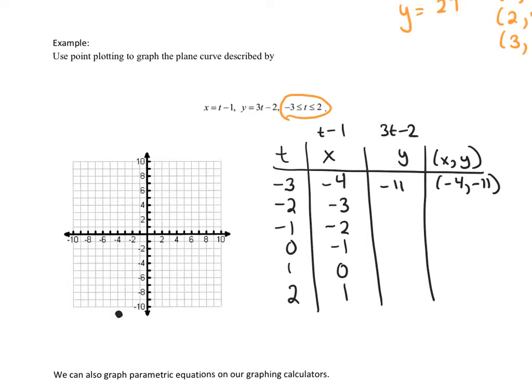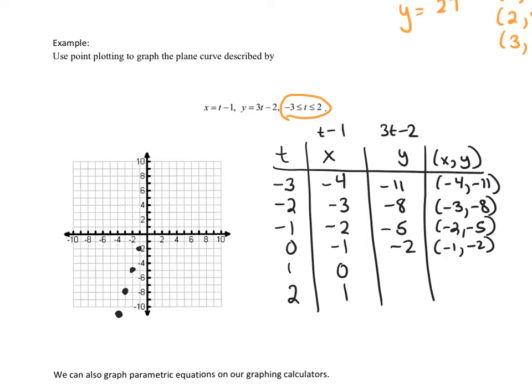And the cool thing about parametric equations, you can literally stop them and start them anywhere you want. So for negative 2, we're doing 3 times negative 2, which is negative 6, minus 2, which is negative 8. So we get the point negative 3, negative 8. So negative 3, negative 8 will be here. So for negative 1, we get 3 times negative 1 minus 2, which is negative 5. So negative 2, negative 5. 3 times 0 is 0 minus 2 is negative 2. So that's negative 1, negative 2. So negative 2, negative 5, negative 1, negative 2.